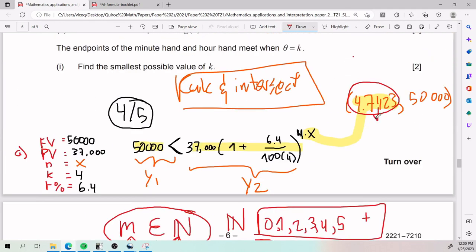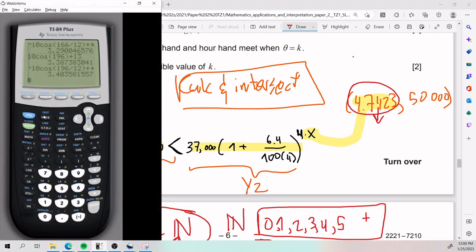And so this number right here is in years. See, so 4.7423 years. Well, we're gonna go ahead and take that number, multiply it by 12. Why 12? Because there are 12 months within a single year. And we end up with 56.9.